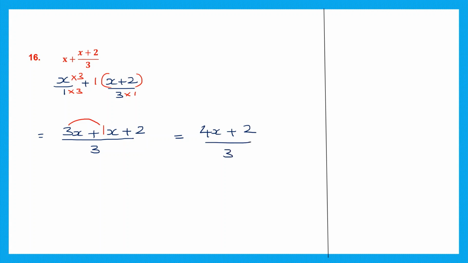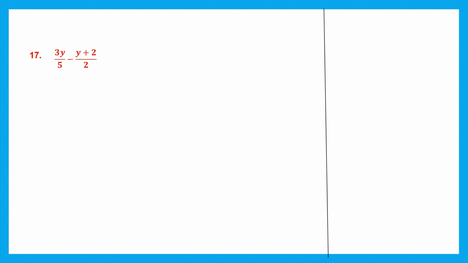We can't add up 4x and 2, isn't it? Because they are unlike terms. So that is our final answer, 4x plus 2 by 3. Next one.